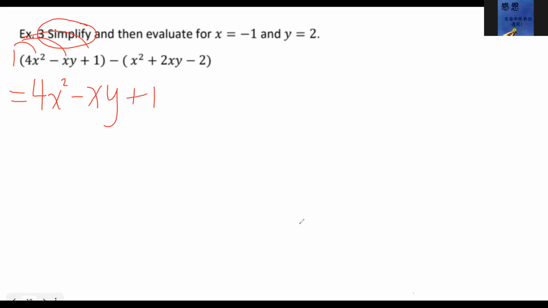Now open up the second brackets. There's a negative 1 in front of the second brackets. That means negative 1 times everything in the second brackets, okay? Negative x squared. Nice. Minus 2xy. Yep, very good. Plus 2. Excellent. Now keep simplifying.